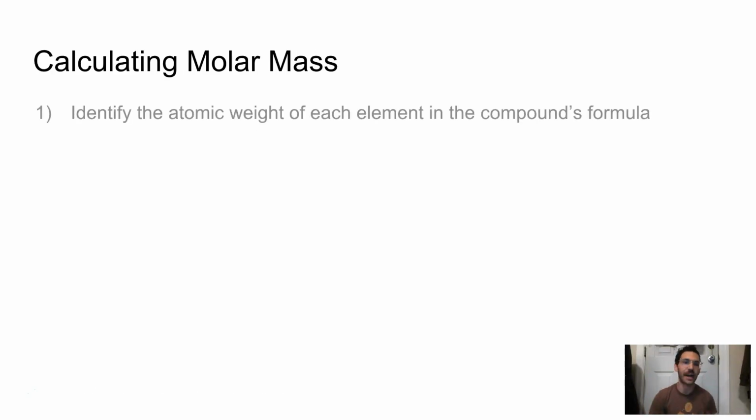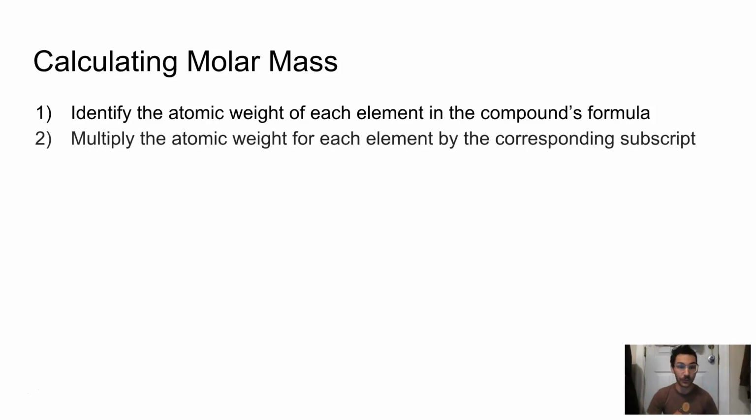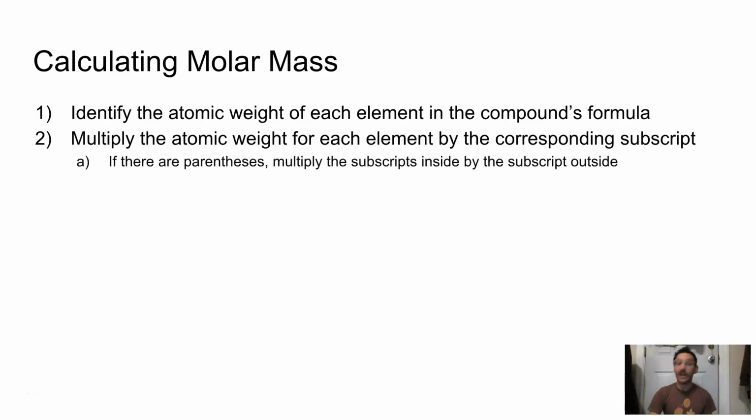So let's look at calculating molar mass. Again, the first thing we want to do is identify the atomic weight of each of the elements that are found in whatever compound formula you're looking at. And then we're going to multiply each of those atomic weights by the corresponding subscripts. If there's parentheses, we have to distribute the subscripts that are outside the parentheses into the parentheses. And then we're just going to add together all the products from these multiplication steps.